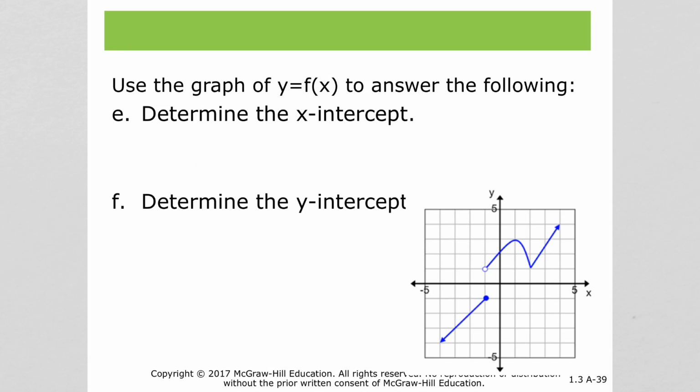Determine the x-intercept. Where does it cross the x-axis? It doesn't. There's not one, so none. Determine the y-intercept. Where are we crossing the y-axis? Right there. So where y is 2, so the point (0, 2).